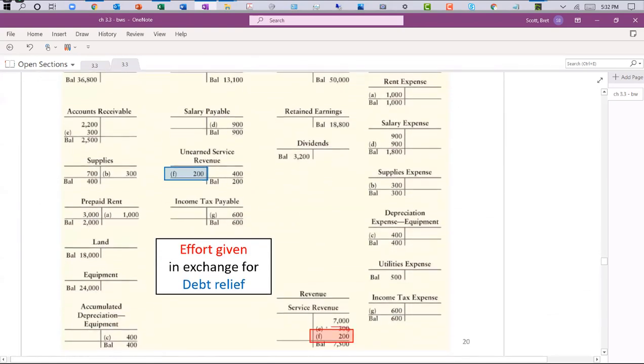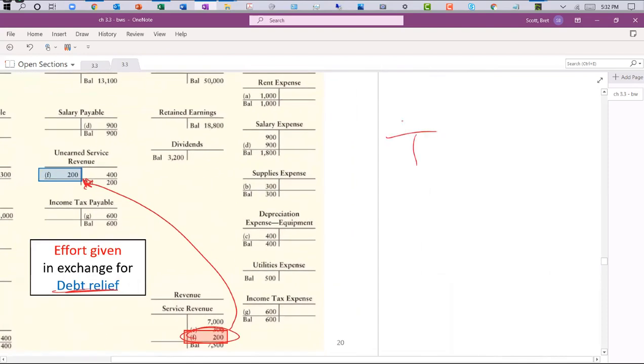Also notice that we provided effort in exchange for debt relief. Unearned revenue has decreased. That was a liability. Remember, initially when people pay us cash of $400, if we haven't earned it yet, it needs to show up as unearned revenue, the liability. If we don't perform services, we need to give that cash back to them.